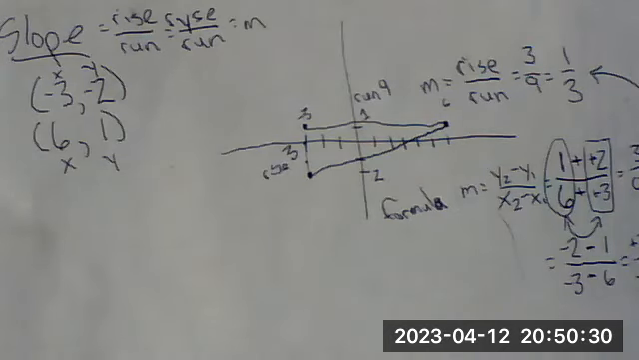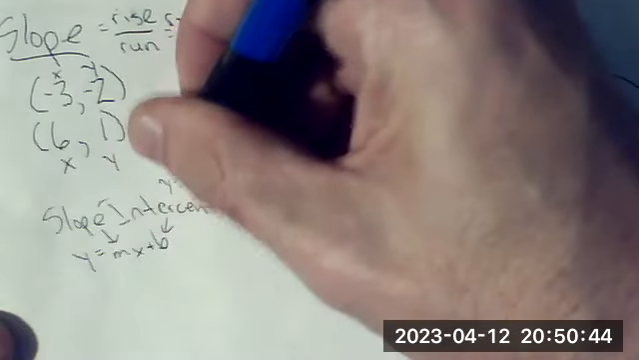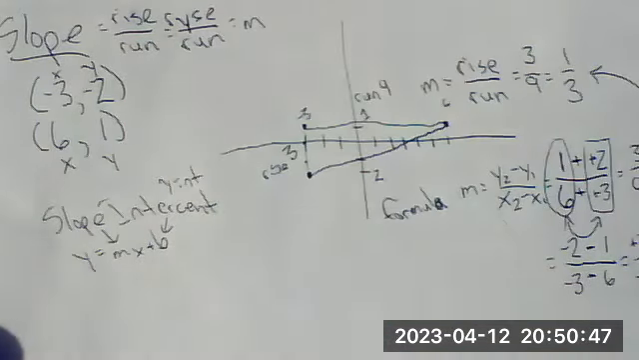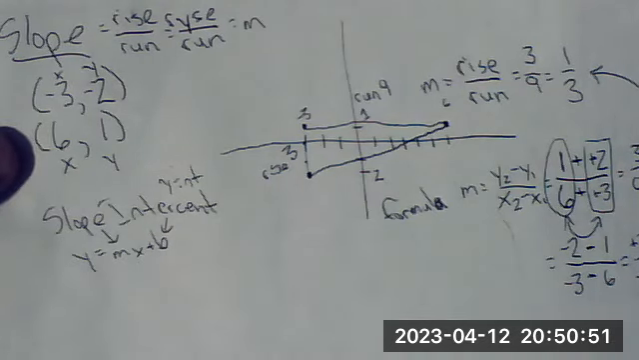Using these same two ordered pairs, I want to talk about slope-intercept form, which, as it sounds, is y equals mx plus b. The m that we talked about earlier is your slope. b is what we'll call our y-intercept, and I'll show that here in a minute, because that's what I'm going to find. Pick either of these ordered pairs.